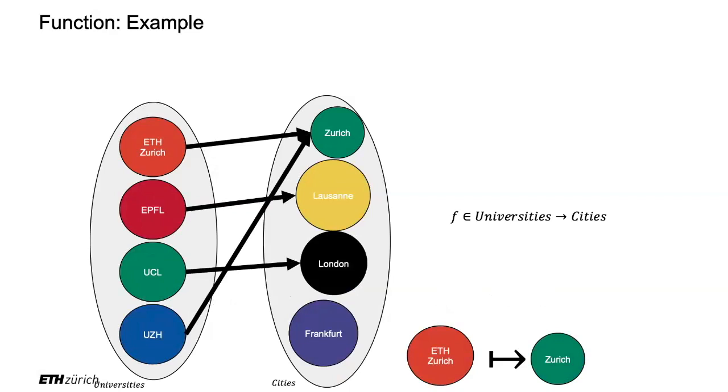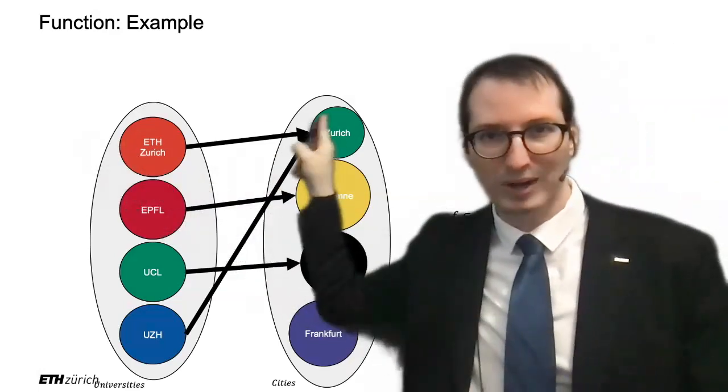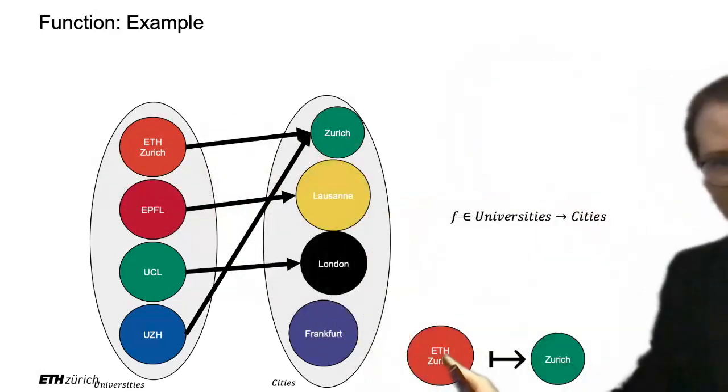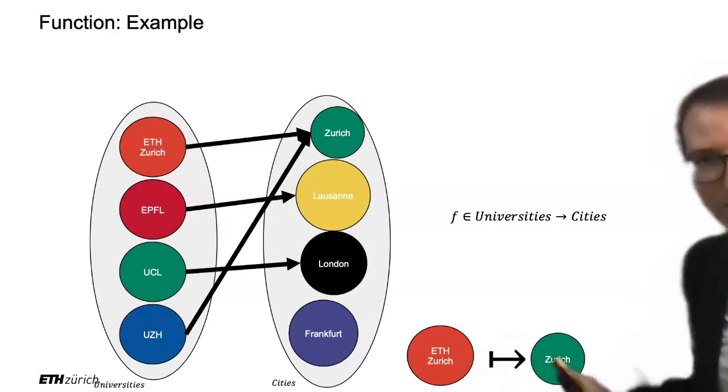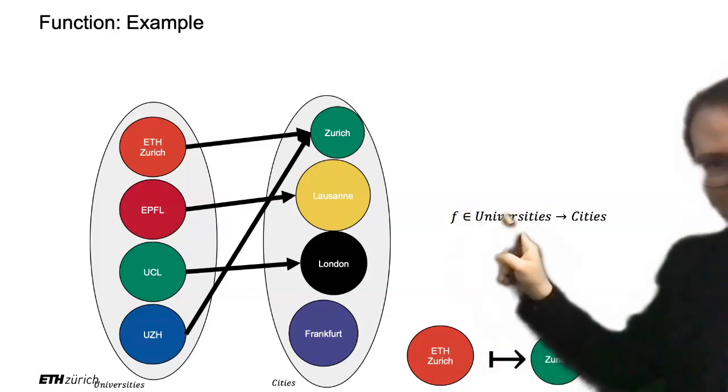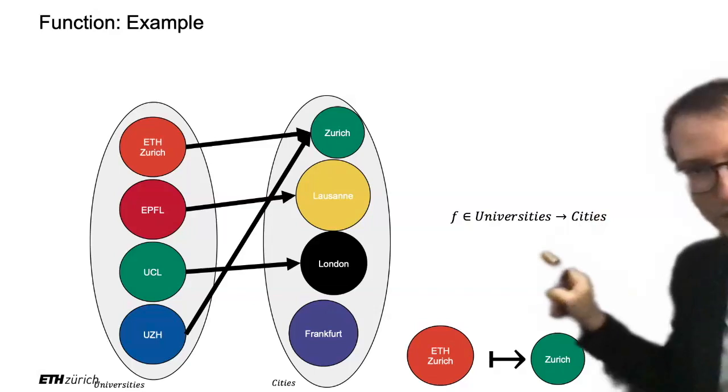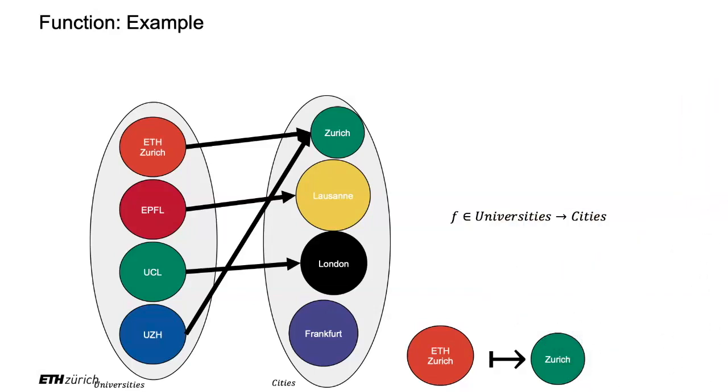This is an example of a function where we associate, for example, ETH Zurich with Zurich, EPFL with Lausanne, UCL with London, UZH with Zurich. And we can also write, for example, for this row right here, we can write it down like this in math, right? ETH Zurich is associated with Zurich. And F belongs to the set of functions from universities to cities.